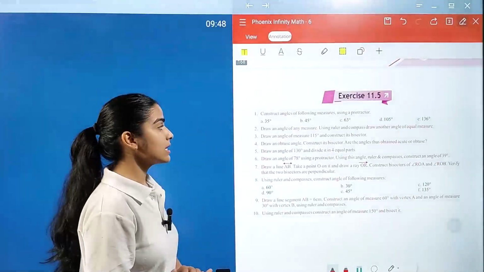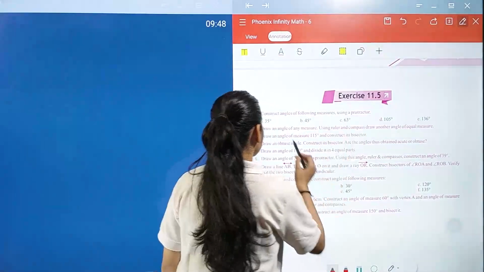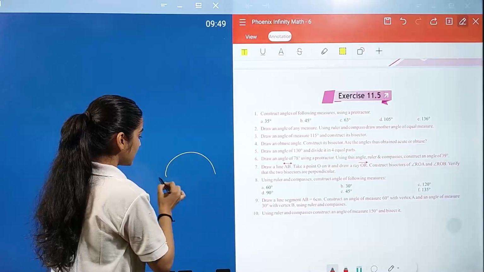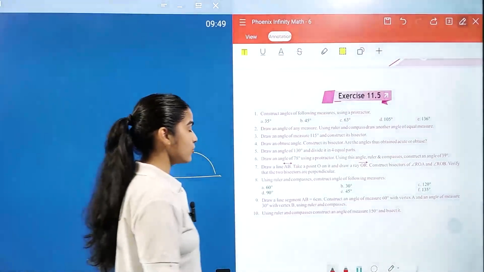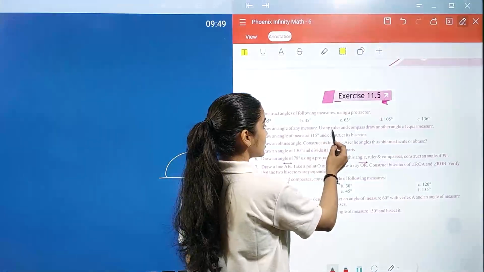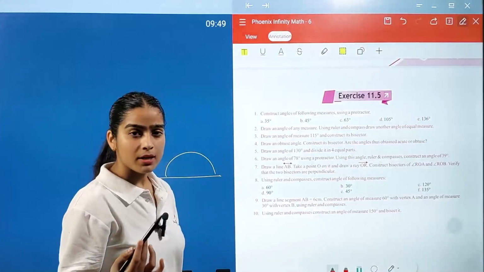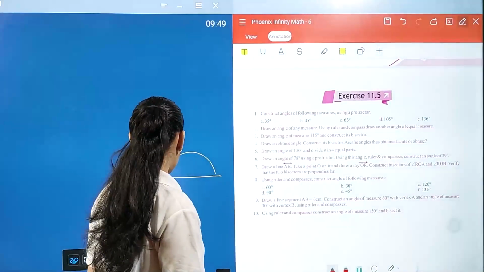Now we have our exercise 11.5. Construct angles of following measure using a protractor. So you simply make 35 degree, place your D like this and see where 30 degree lies and form it. That is very easy for you. Draw an angle of any measure using ruler compass. Draw another angle of equal measure. So you can make 120 degree angle, 60 degree angle, 90 degree angle. So it's totally up to you.